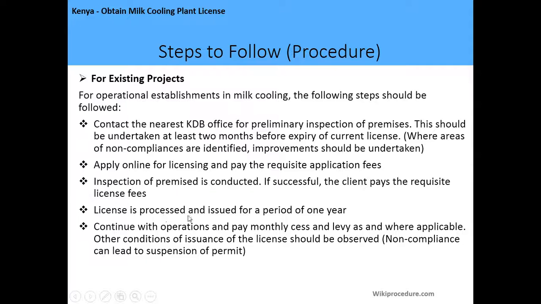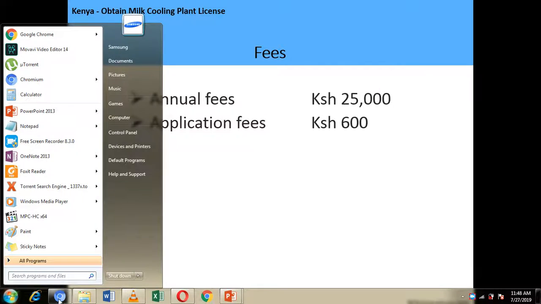Licensing is processed and issued after 14 days and for a period of 1 year, and you're supposed to continue with the operation and pay the monthly cess and levy where and as applicable, and other conditions of issuance of the license should be observed. So let's check how this is done online.